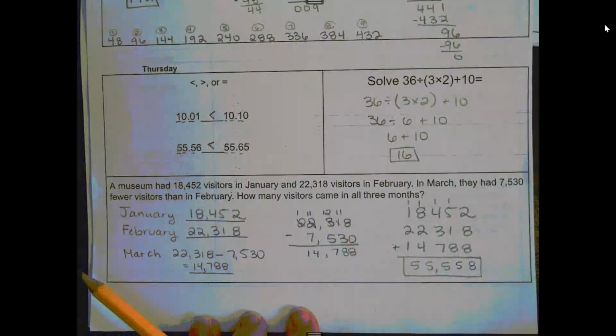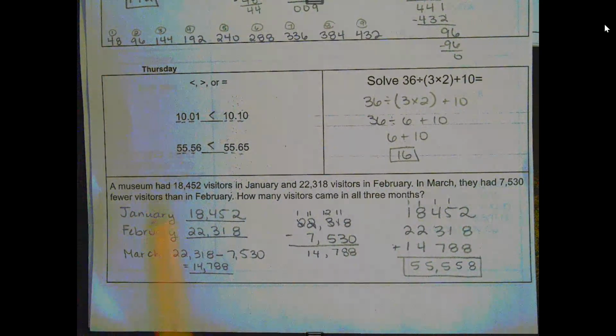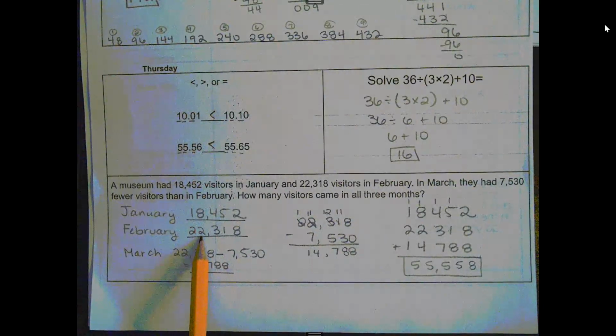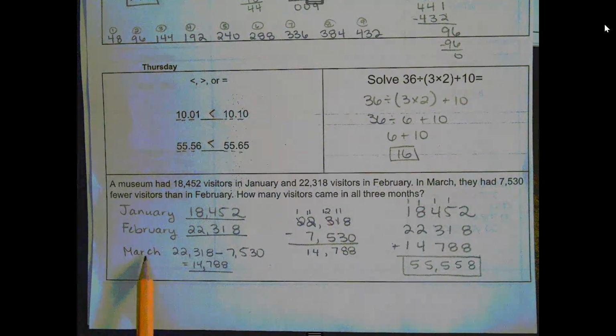And then on the last one here, we've got a museum. They had this many visitors in January, this many visitors in February. So I know those amounts, so go ahead and write those down. But then in March, they had 7,530 fewer visitors than February. So I'm going to take February's number. It's fewer, so I'm going to subtract that number. And this is how much was in March.